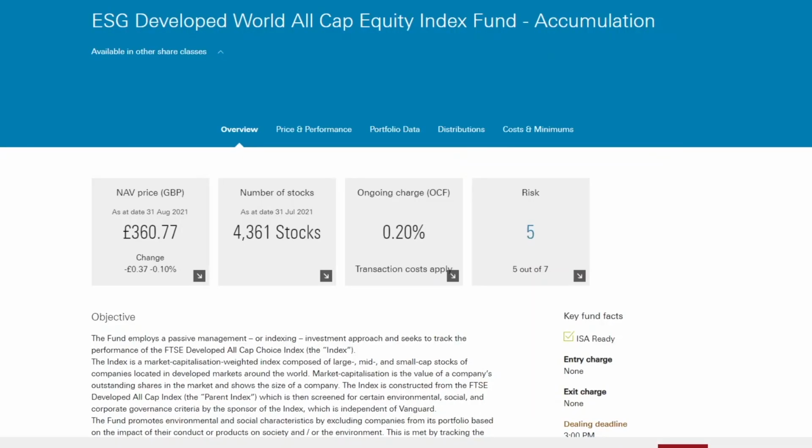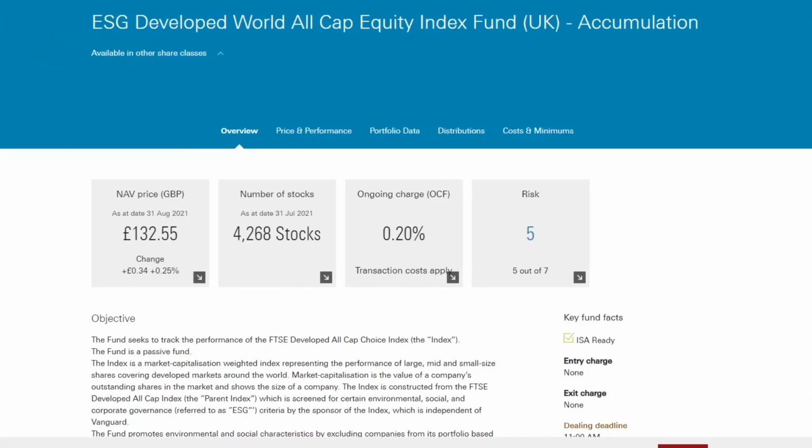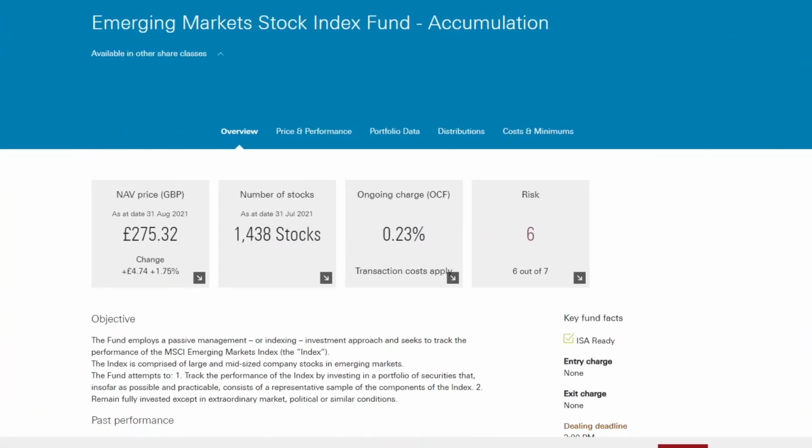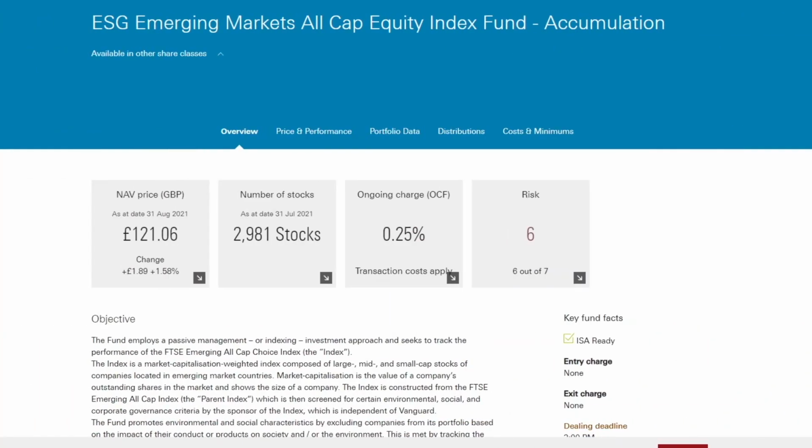The options that we have include the ESG Developed World All Cap Equity Index Fund, its UK counterpart, the Emerging Markets Stock Index Fund, and the ESG Emerging Markets All Cap Equity Index Fund. Now, the Emerging Market Stock Index Fund would probably do the job, but it does have significantly less stocks than the ESG counterpart, so we are going to leave that one out. Plus, that means that we'll be left with an all ESG portfolio, which will be a benefit for some people.